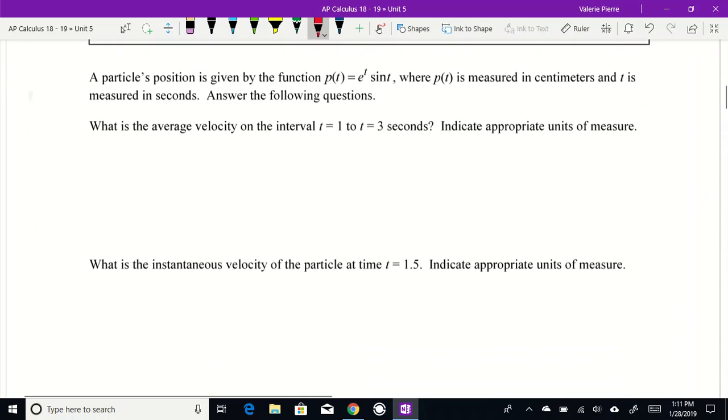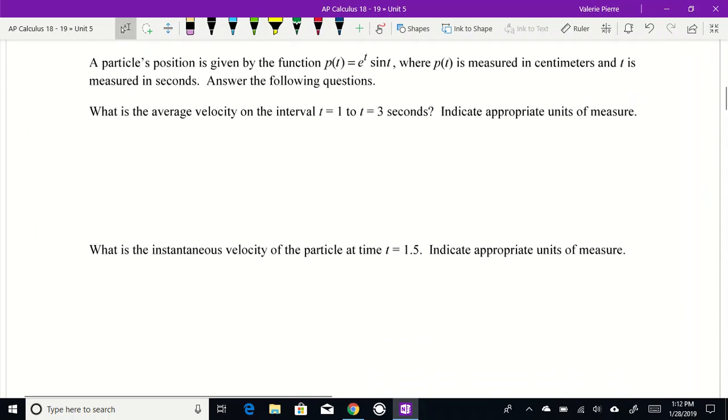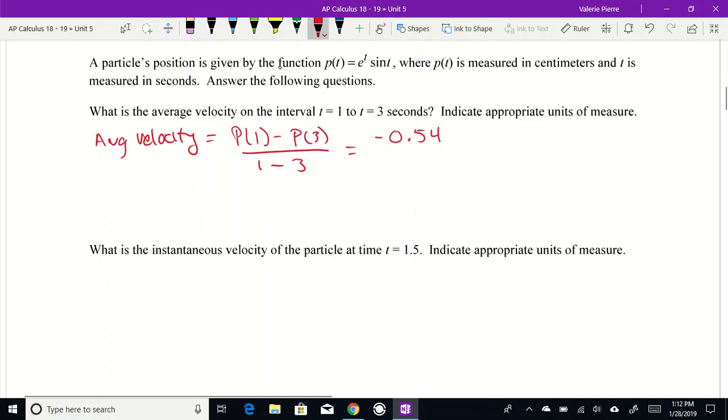So a particle's position is given by the function P of T equals e to the t sine t, where P of T is measured in centimeters and t is measured in seconds. What is the average velocity on the interval 1 to 3? Our average velocity is going to be P of 1 minus P of 3 all over 1 minus 3. Plug that into a calculator, I get negative 0.547 over negative 2, which is equal to 0.274 centimeters per second.